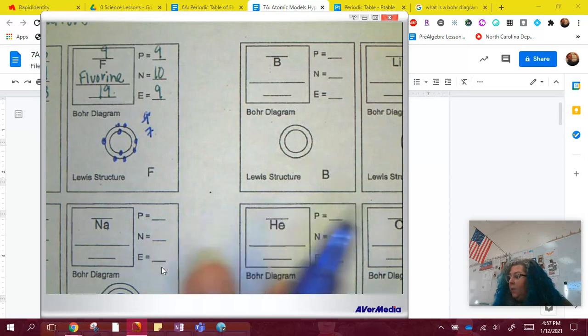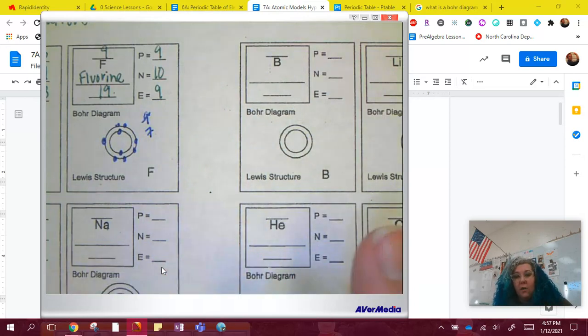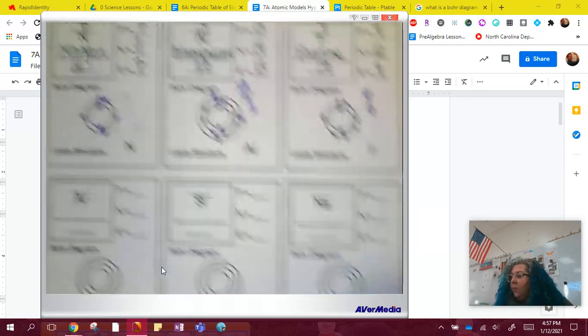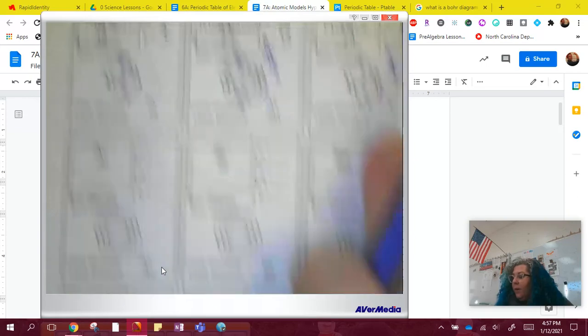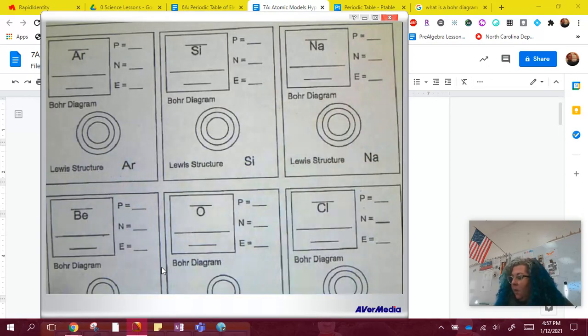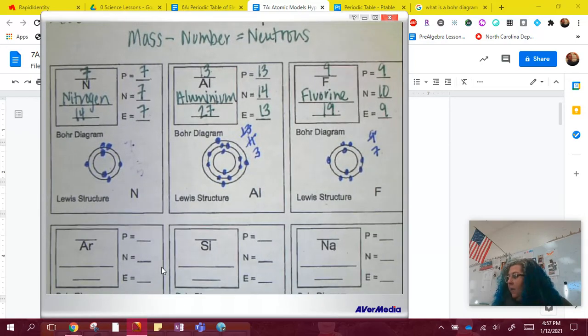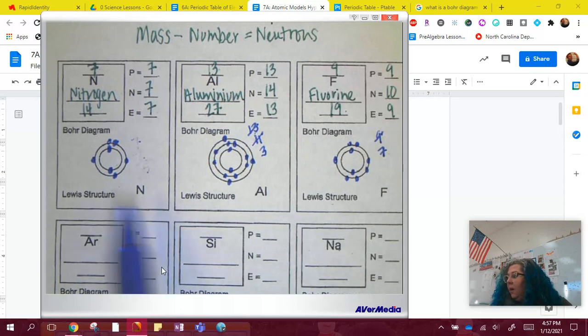For the other cards, if you have not completed this part already, you should have done that before you got in here. You're going to go through and complete the Bohr diagram for each of the other cards. Once you're done with that, make sure you check, and then go on to the next part, which will be the Lewis structure.